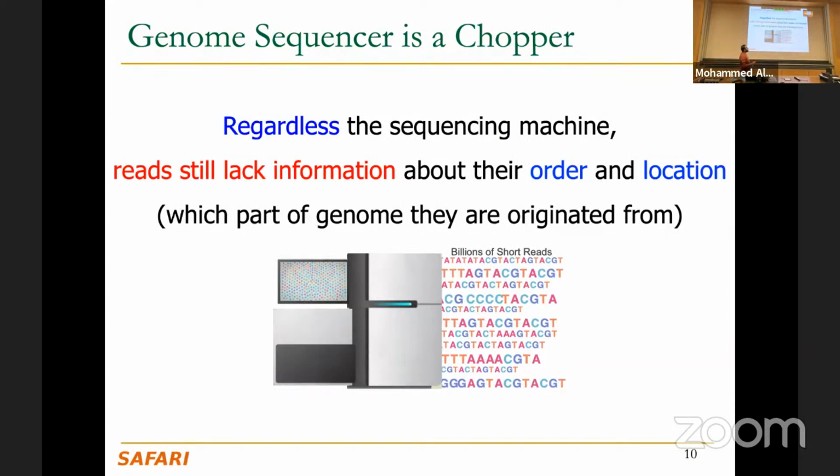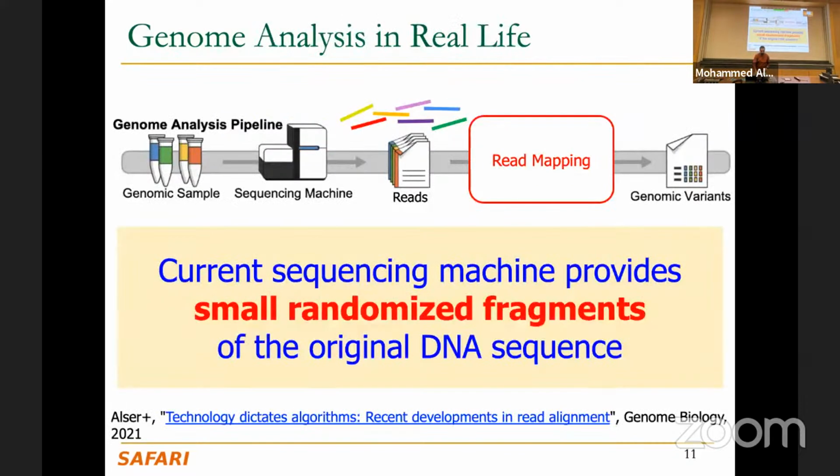And the bad thing, unfortunately, about these pieces is that all of them lack any information about the order and the location. We don't know which piece comes before which piece. We don't know the location of that piece in your DNA, so that we can say, okay, let's link them here, here, here in this order. We don't have such a thing. So current sequencing machines provide small randomized fragments of your DNA. And this is the main problem that we are going to explain in today's lecture.